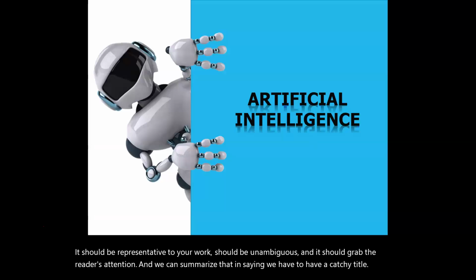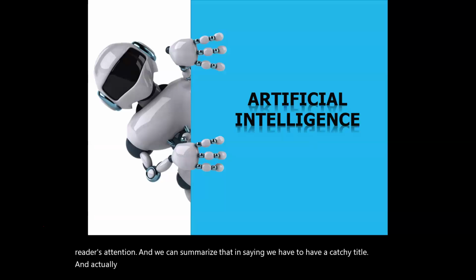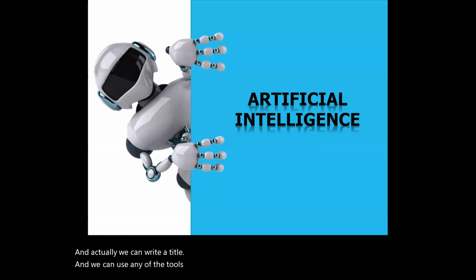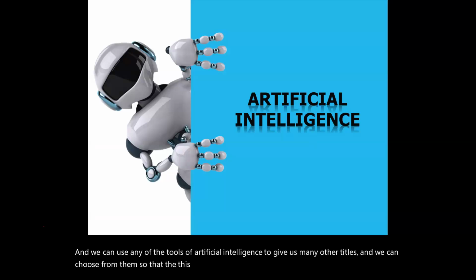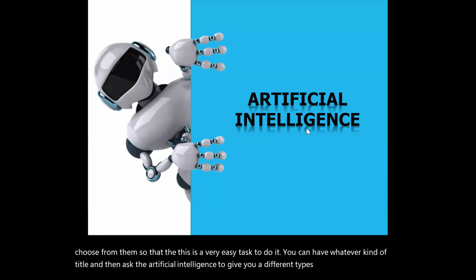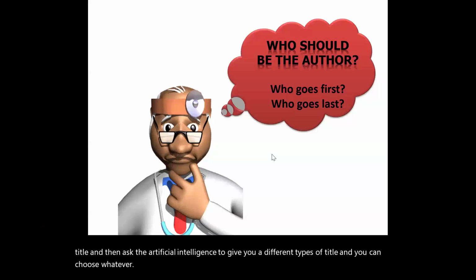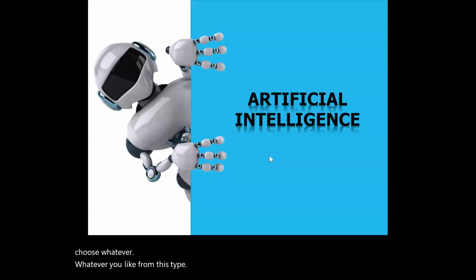And actually, we can write a title, and we can use any of the tools of artificial intelligence to give us many other titles, and we can choose from them. So this is a very easy task to do. You can have whatever kind of title and then ask the artificial intelligence to give you different types of titles, and you can choose whatever you like from these titles. Now about the title, is there any question about the title?